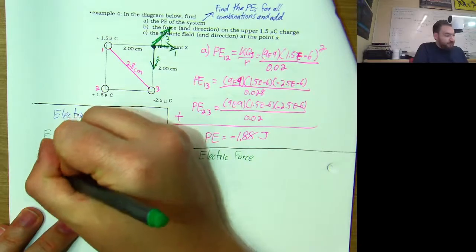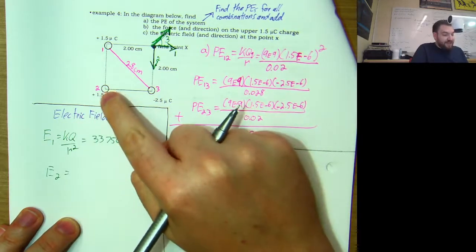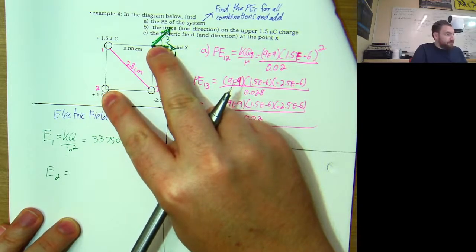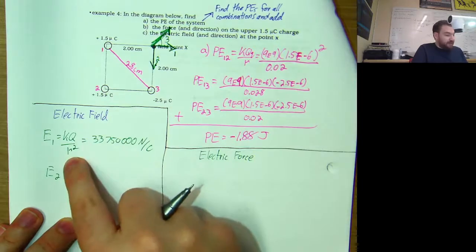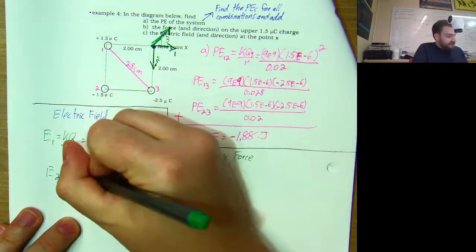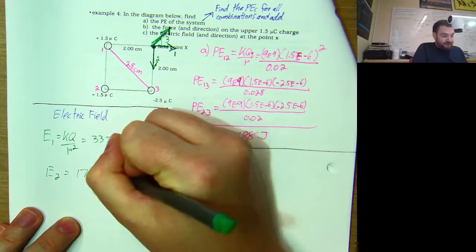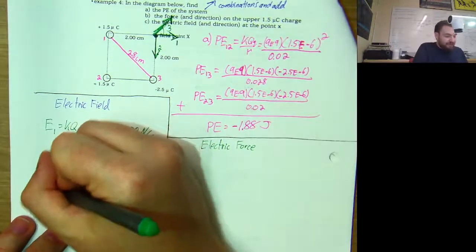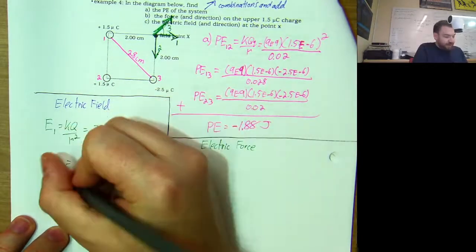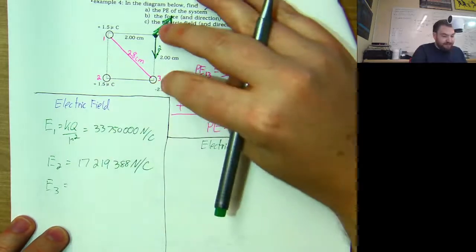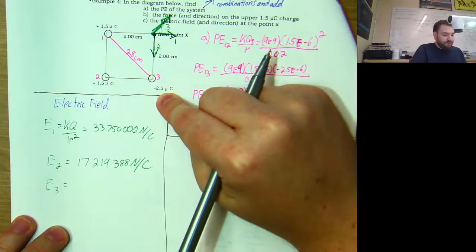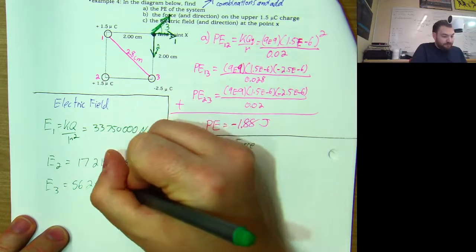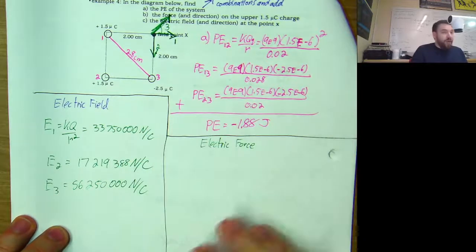Next value you're looking for, E2. The electric field from this guy here, using this distance, 0.028 meters. I'm squaring it because you're using this formula here. The value you're looking for here is 17,219,388 newtons per coulomb. And E3, the value you're looking for there is from this negative 2.2 microcoulomb charge. E3 is 56,250,000 newtons per coulomb.